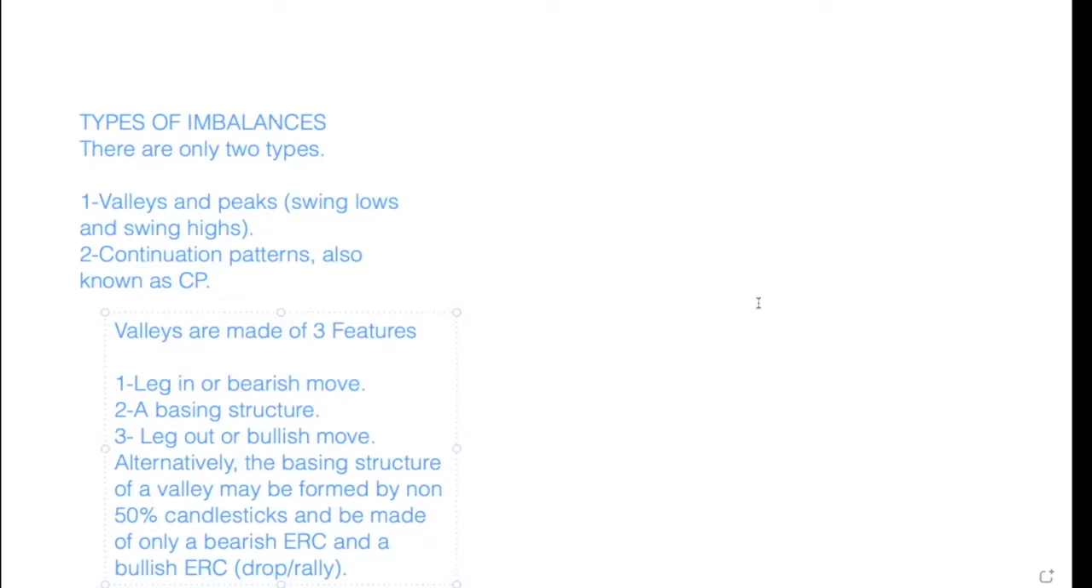And then the other thing we talked about was a peak, which is an inverted V shape. It's the same as a valley, because peaks are very common at the origin of a bearish move. And like a valley, a peak is made up of three features: the leg in, or a bullish move, a basin structure, and a leg out, or a bearish move, right?